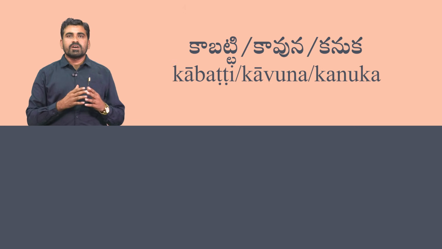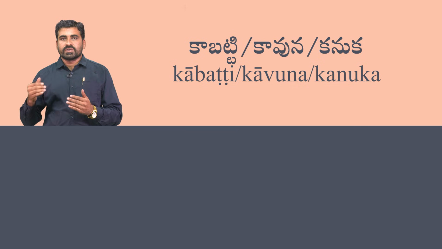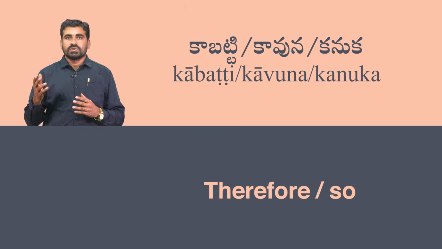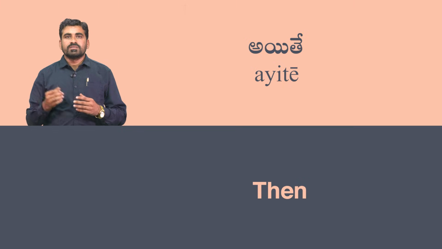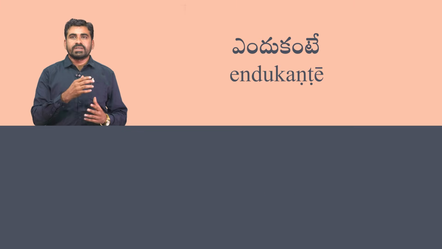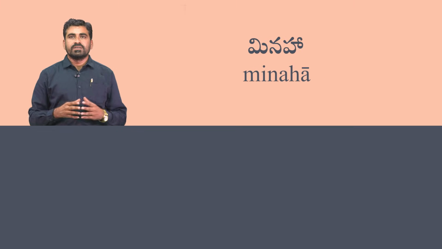Overview of this lesson. By the end of this lesson, learners will be able to identify and understand common Telugu conjunctions such as kani, but; kabatti, kavuna or kanuka, therefore or so; aithe, then; mari, so; ఎందుకంటే, because; and minaha, except. They will be able to use these conjunctions effectively to form compound and complex sentences that express contrast, cause and effect, reasoning and exceptions.